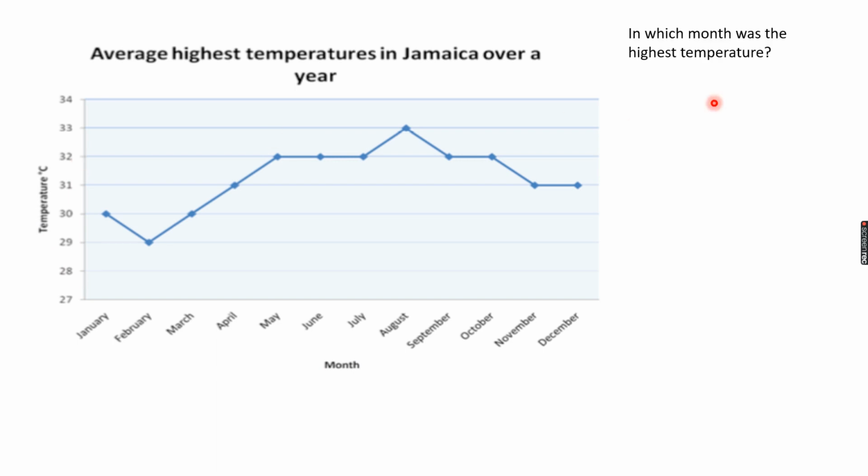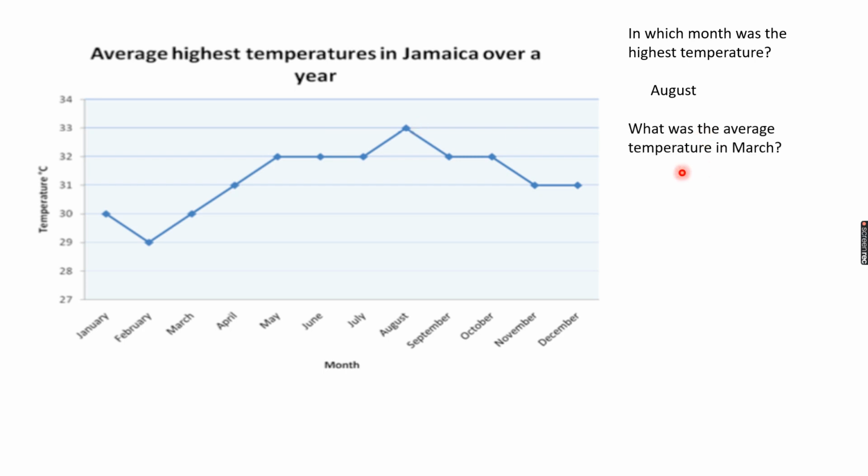The first question, in which month was the highest temperature? If I look at the graph, I have to go to the highest point to see in which month it was the highest temperature. It was in August. They didn't ask me here what the temperature was. If they ask what the highest temperature was, it is 33. But here my answer is August, because they are just asking me about the month.